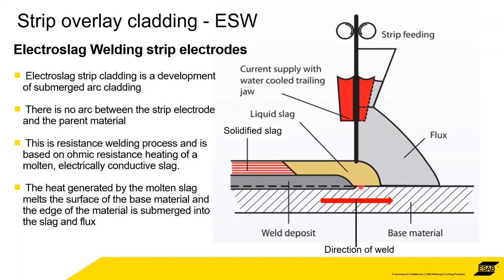So we have the solidified slag, again, direction of travel is going this way. It's covered by first the liquid slag, and then as it cools, you've got solidified slag. So they're both obviously flux processes with solidified slag on the surface. The big difference in electroslag welding is that it's an ohmic resistance. There is no arc. Okay, big difference.